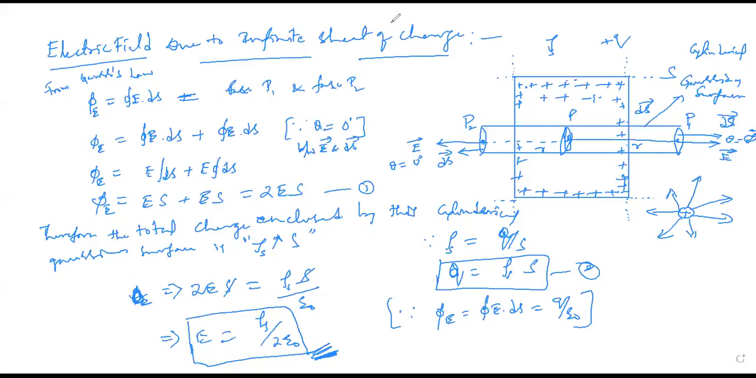Clear? Sir, here we can take a different Gaussian surface also. Yes, a different Gaussian surface also you can take, but again the surface area should be the same, either this side or that side. Both will be the same. Correct?